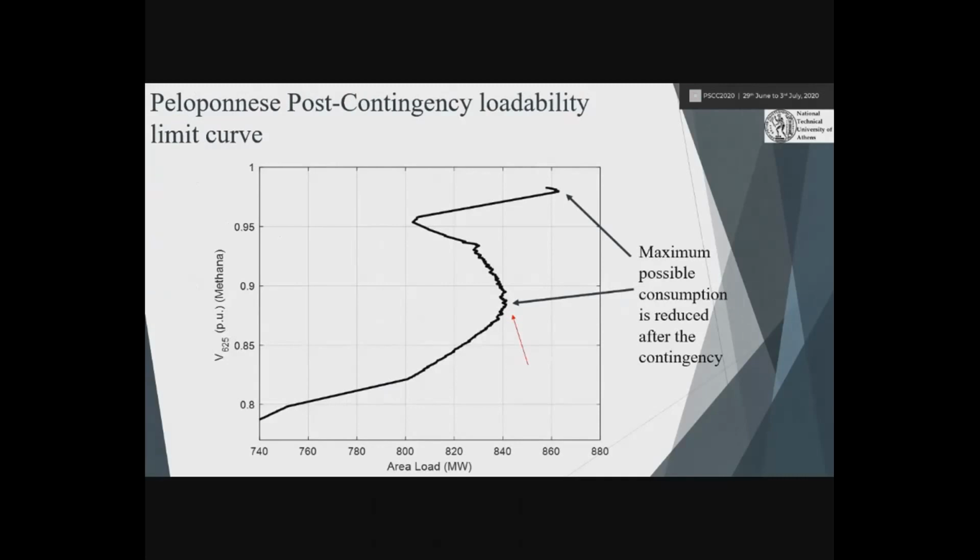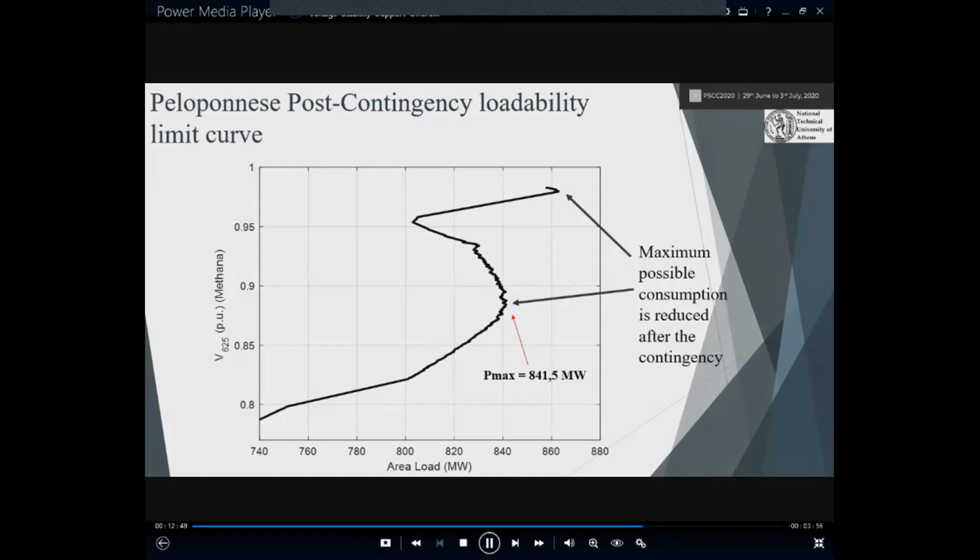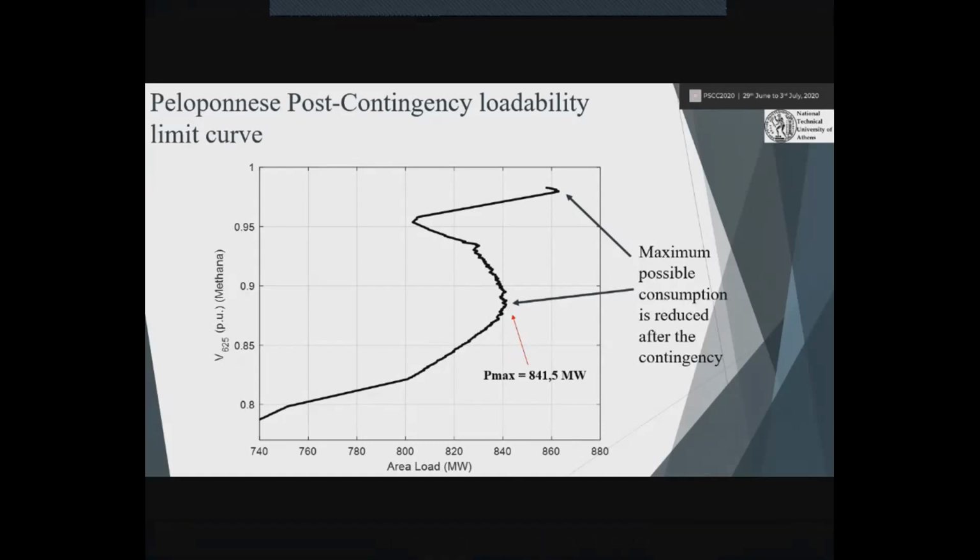In the next figure we can see the post-contingency loadability limits for the total active power consumption of the area of Peloponnesus versus the voltage of the characteristic bus of Methanol. It can be seen that the maximum possible consumption is reduced after the contingency, meaning that the system is unable to restore the load, eventually resulting in a collapse. The maximum power transfer for the area of Peloponnesus was computed to be 841.5 megawatts.